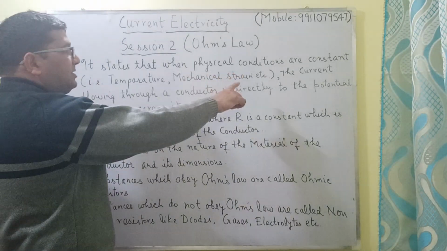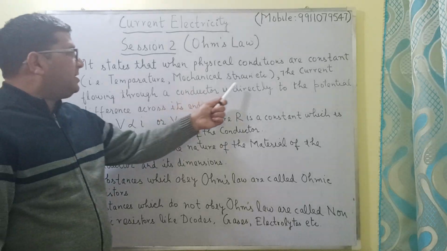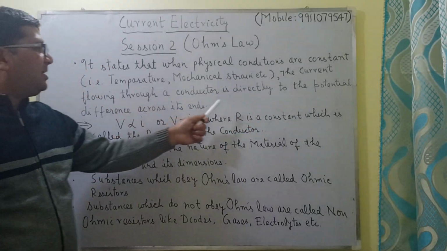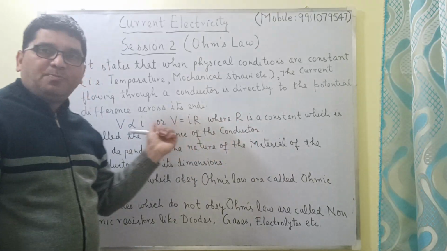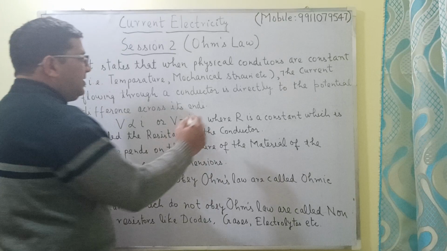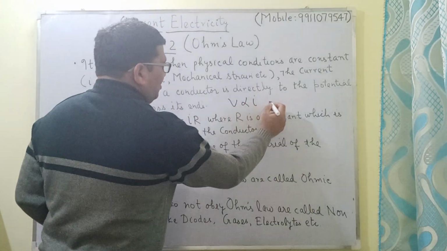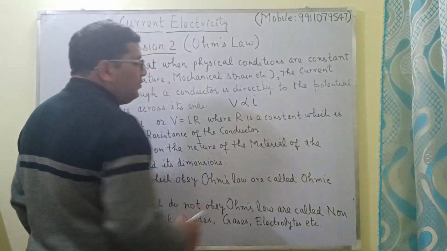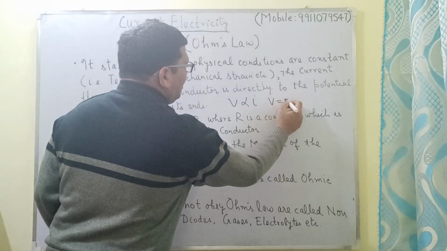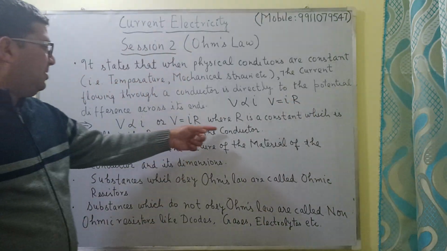If the physical conditions, that is the temperature and the mechanical strain, etc., are not varying, then the current which is flowing through a conductor is directly proportional to the potential difference across the ends of the conductor. So V is directly proportional to I. Here I will be removing this proportionality sign, so it becomes V is equal to IR, where R is a constant, which I have written here.